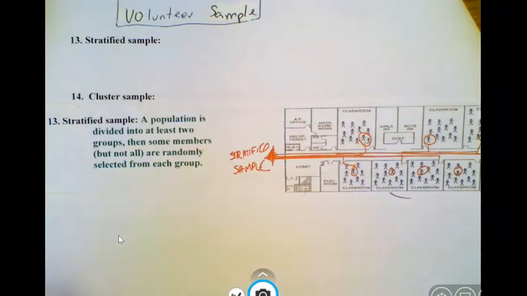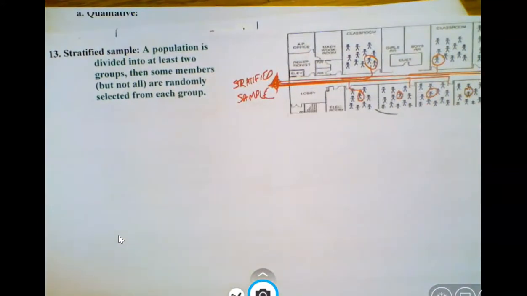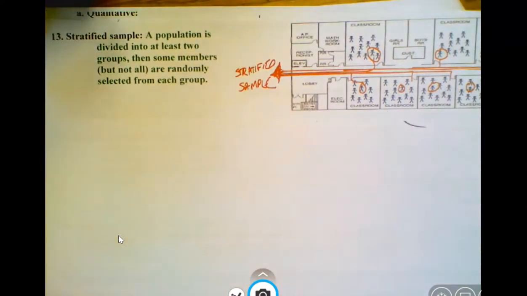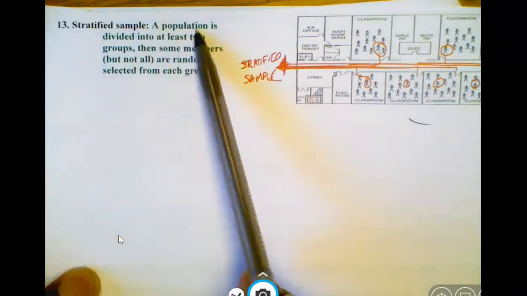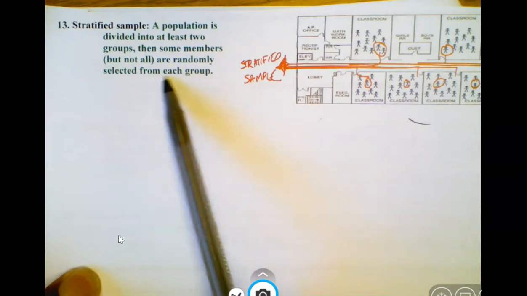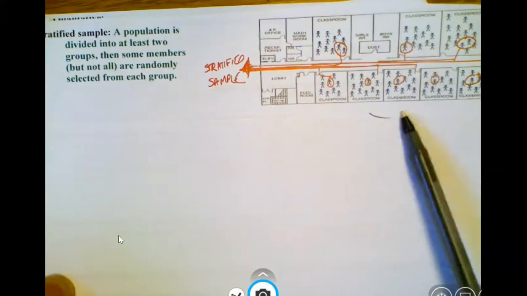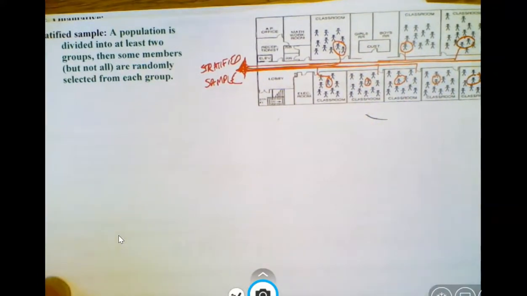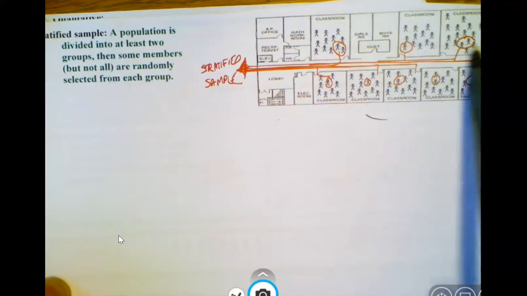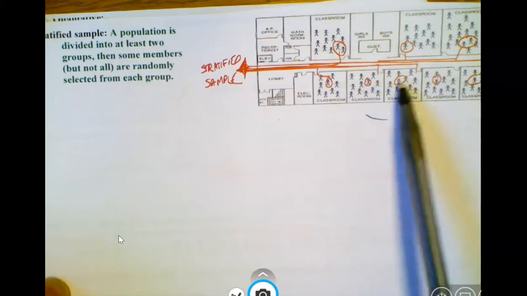All right, another type of sample is called a stratified sample. Basically, a stratified sample is this. A population is divided into at least two groups, then some members, but not all members, are randomly selected from each group. So think about a hallway full of students with classrooms in them. All these students represent a population of people. Then instead of having them all together in one big group, we group them in classrooms. So now we put them together in groups.